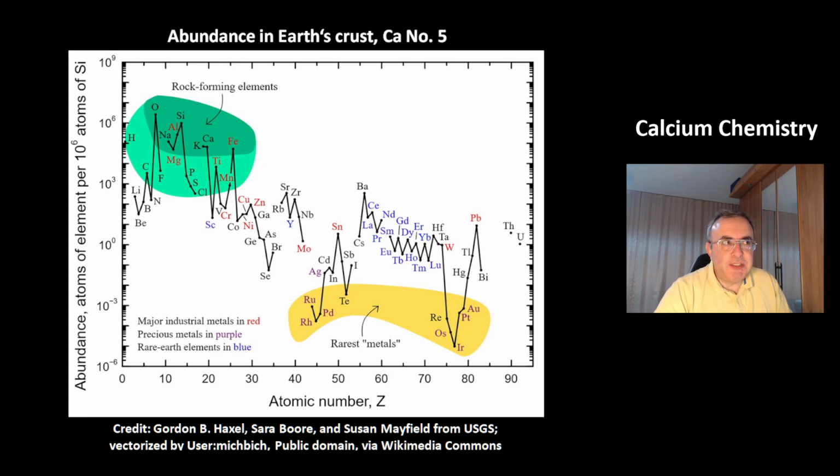This is a picture of the abundance of the chemical elements in Earth's crust. Calcium is here. It's very abundant. It is number 5 in abundance.